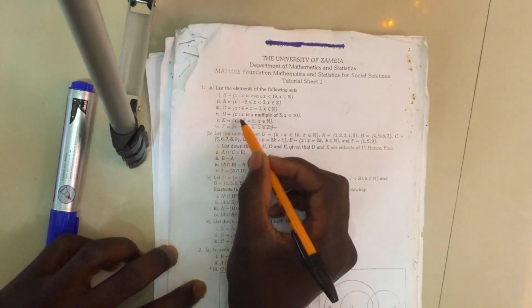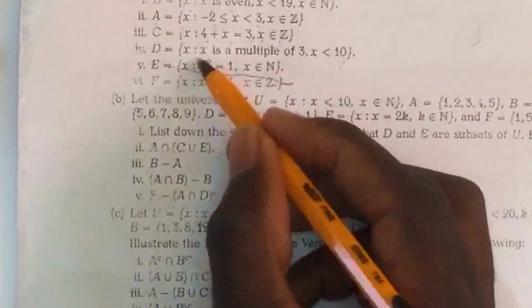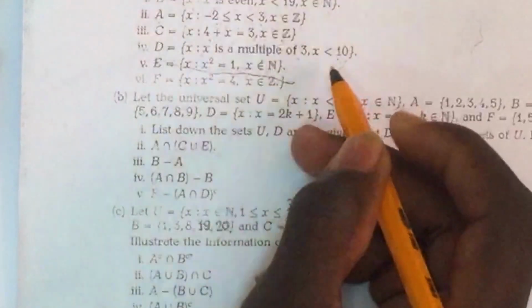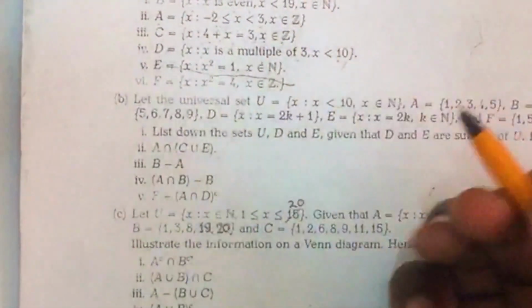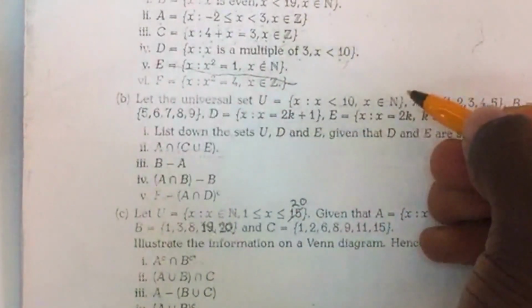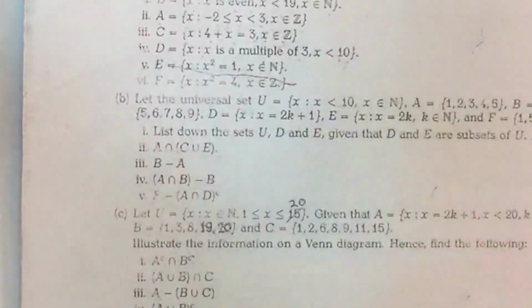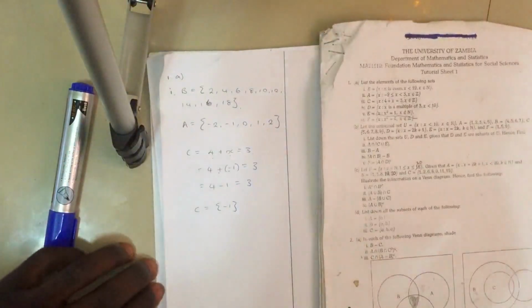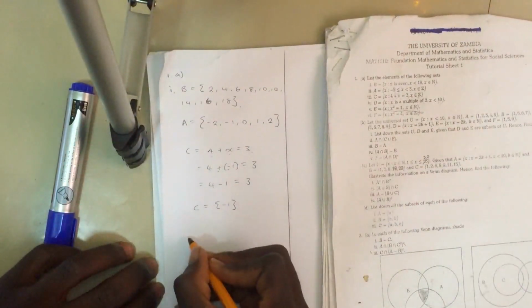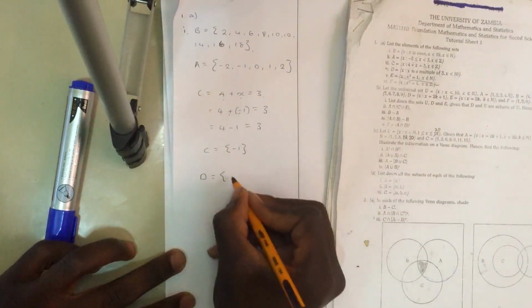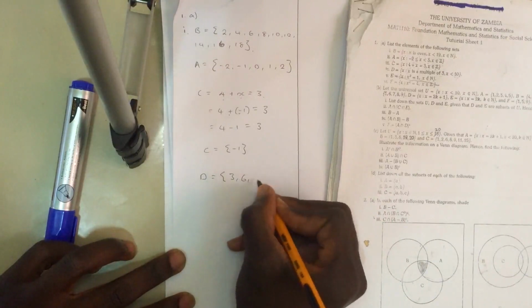We can move on to the next one, which is Roman numeral 4, D. Here x is a multiple of 3 and x is less than 10. So all we're looking for are multiples of 3. Multiples are numbers that 3 can go into without leaving a remainder, which means 3 itself and the other numbers it can go into without leaving a remainder. So let's list them. The elements in set D that are multiples of 3 are 3 itself, 6, and 9.